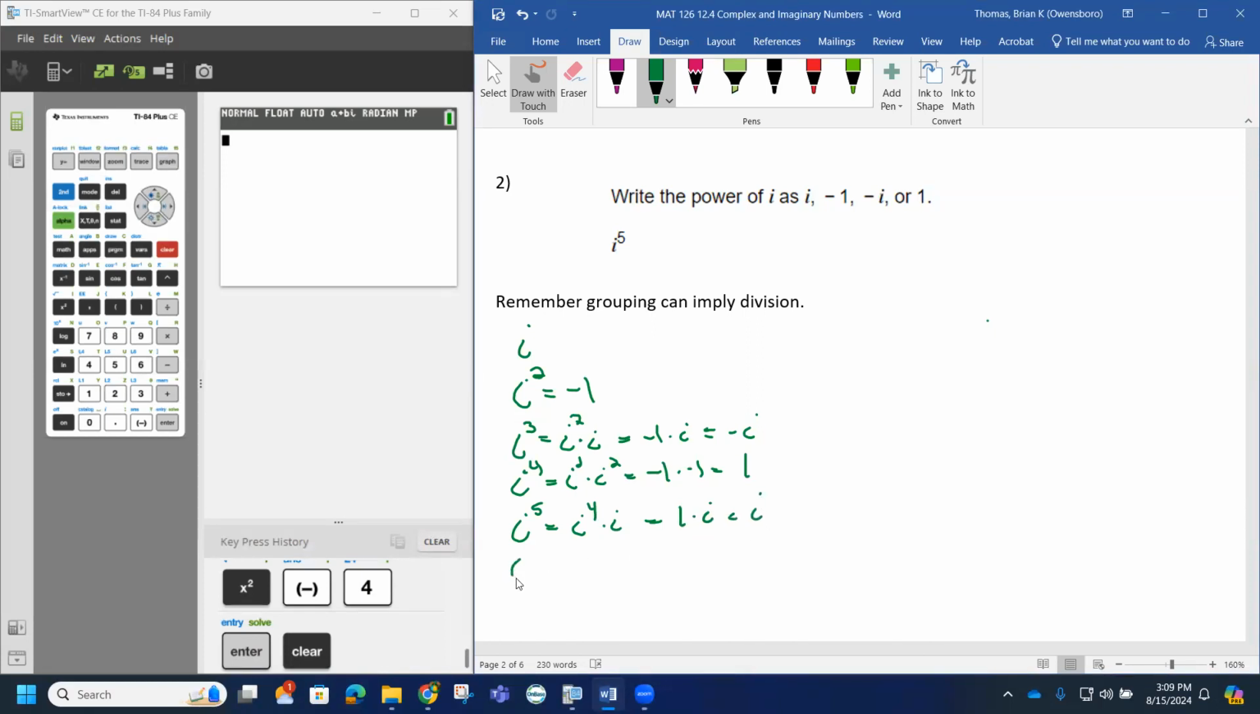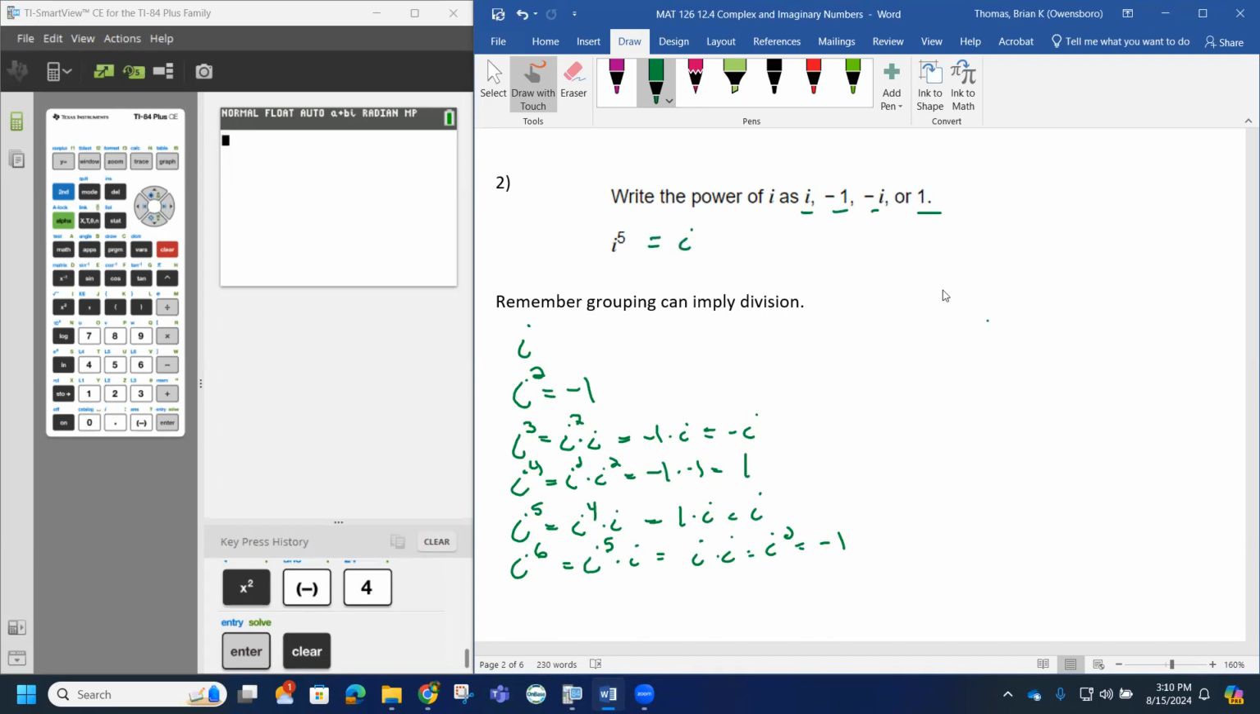So if I continue on, i to the sixth is really the same thing as i to the fifth times i. Well, that's just i times i, which is i squared, which is -1. Notice how if you raise i to different powers, you're either going to get i, -1, -i, or 1. So in this situation, i to the fifth would just be i.